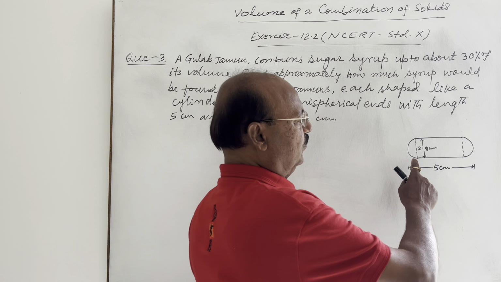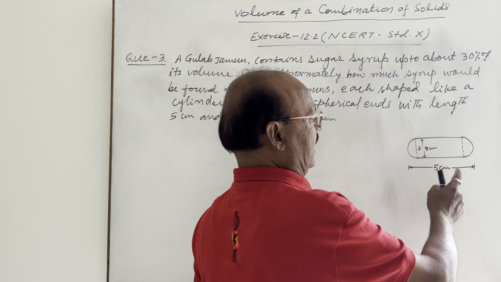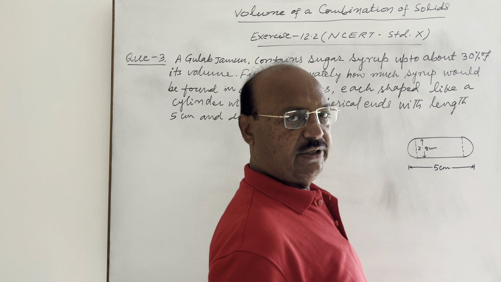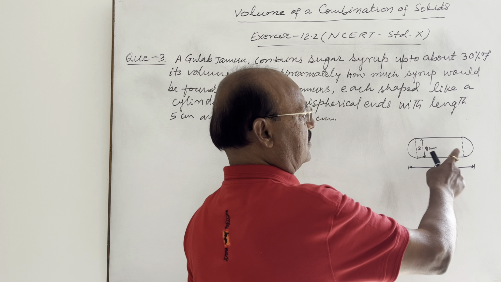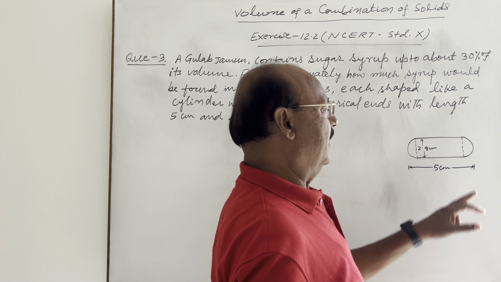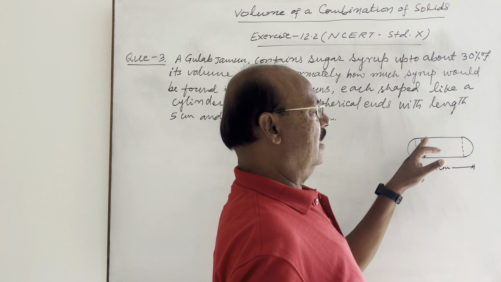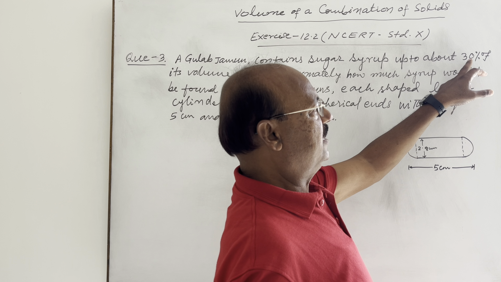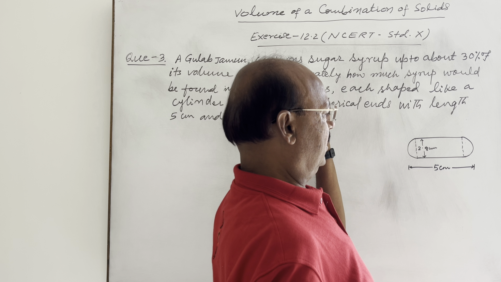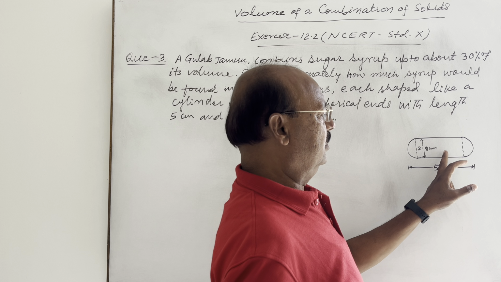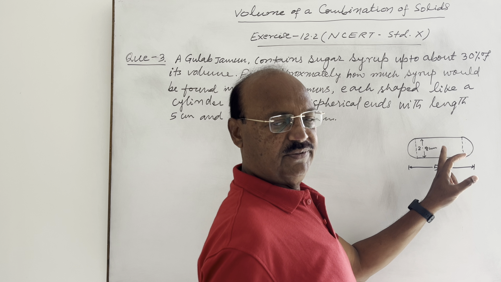See this figure. Length of gulab jamun is 5 cm and diameter is 2.8 cm. Two hemispheres are there, one in each end. So first of all, we will find out the volume of this gulab jamun. Then we will calculate 30% of 45 gulab jamuns, which will be the volume of sugar syrup.